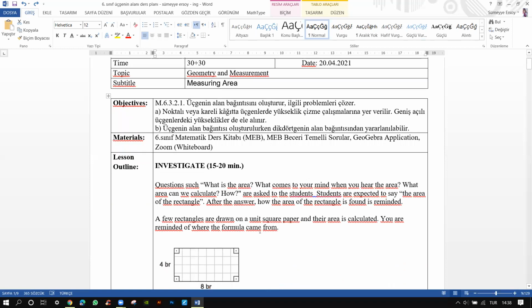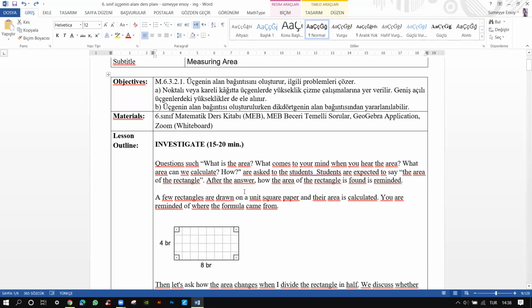First, I begin the lesson with some questions, which are: what is the area? What comes to your mind when you hear the area? What area can we calculate? How? Because they know something about the area, especially area of a rectangle. For the area of triangle, I need students to remember the area of rectangle.